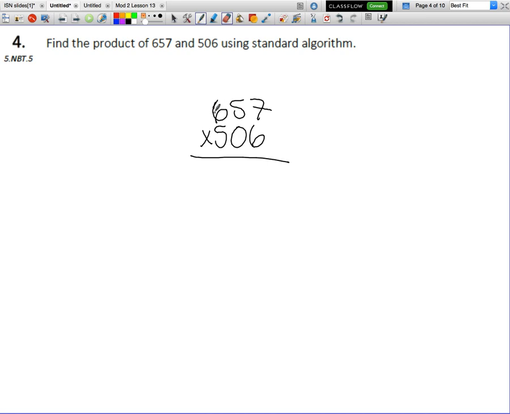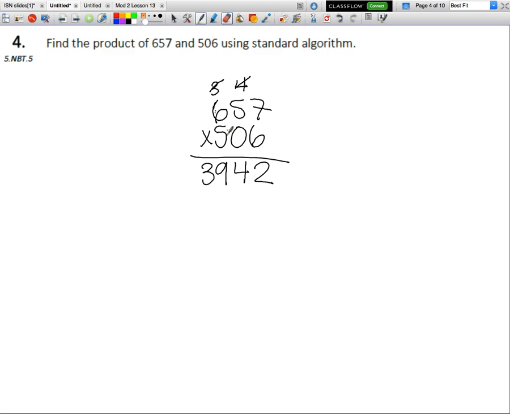Start with just multiplying 657 by 6. So 7 times 6 is 42, carry my 4. 5 times 6 is 30, plus 4 is 34, carry my 3. 6 times 6 is 36, plus 3 is 39. Your first partial product should be 3,942. I'm going to cross these numbers out to note to myself that I have already used them.